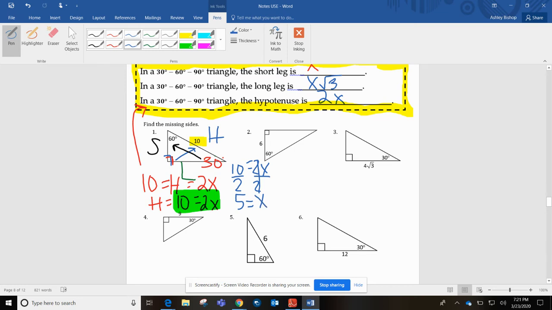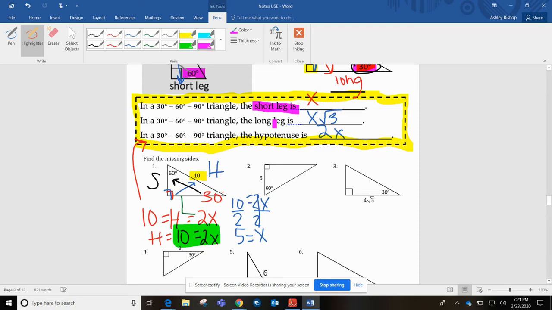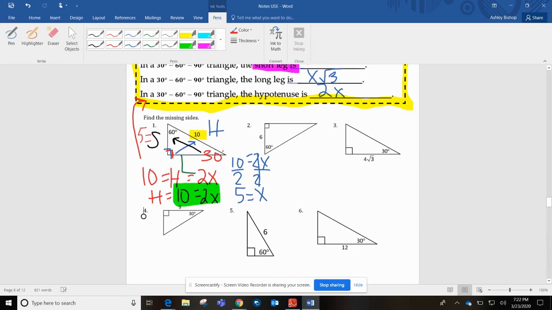Now finding x is helpful for me because I have found one of my missing sides. If we look at our rules over here, the short leg is equal to x. So I found my short side. My short side is equal to 5. I apologize that I don't have so much room here. I can move this down though. Let me move these.